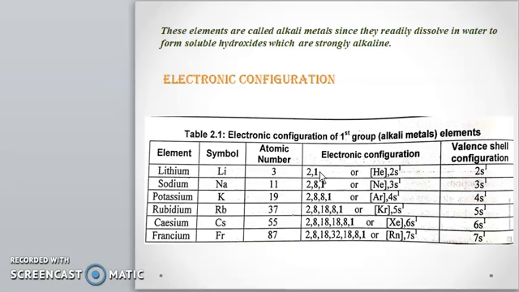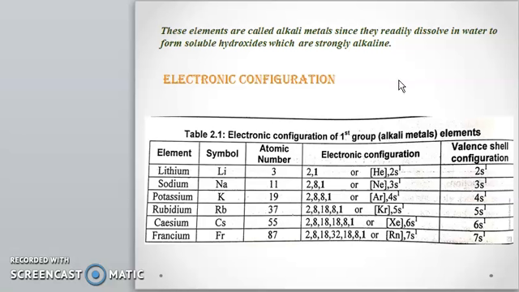These elements are alkali metals since they readily dissolve in water to form soluble hydroxides which are strongly alkaline. This is the answer to why these elements are called alkali metals: they dissolve in water and form hydroxides, and this solution is alkaline. Alkaline means a basic solution, acidic and basic. So this is basic or alkaline. That's why these metals are called the alkali metals.